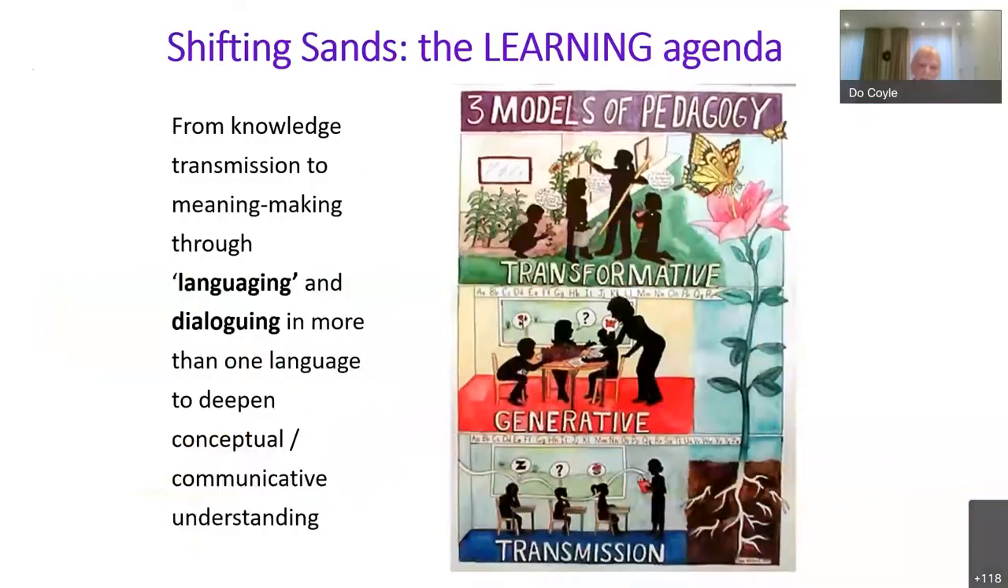We know about the shifting sands of the learning agenda. We know that transmission is only at that surface level. And then we looked into generative, and now we're looking very much at transformative, which is where the bilingual and trilingual policies lie. And so it's from knowledge transmission to meaning making, and I would say that that's one of the key areas that I want to focus on: how do learners make meaning? What is meaning making? It's not that transmission of factual knowledge anymore, and it hasn't been ever.